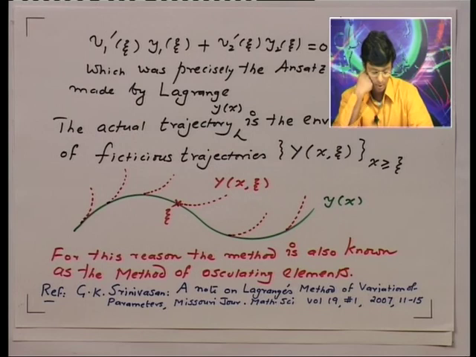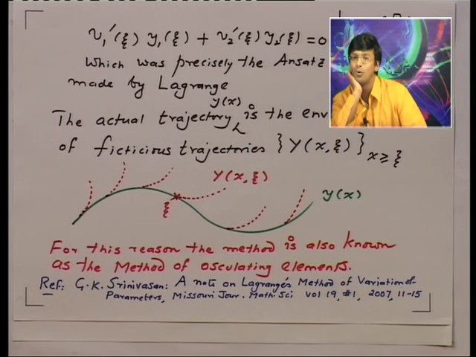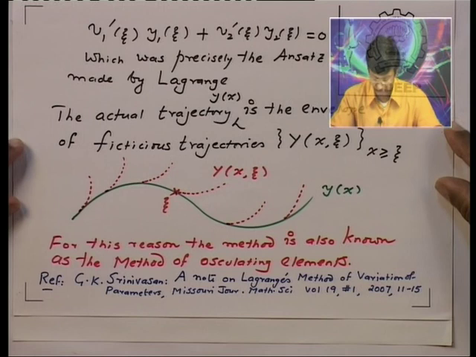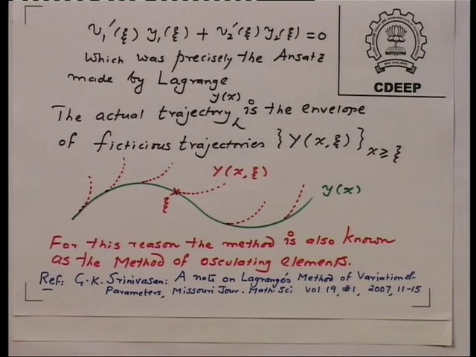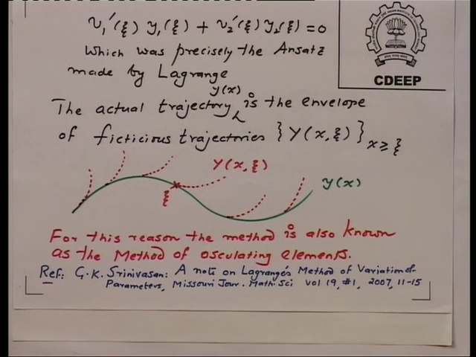And for this reason, the method is also known as the method of osculating elements, right? And this particular description that I have given you, you can find in the paper that I wrote, a note on Lagrange's method of variation of parameters, which appeared in the Missouri Journal of Mathematical Sciences, volume 19, number 1, in the year 2007, pages 1 to 15. This description, this explanation for Lagrange's method of variation of parameters, I have not found in any book.